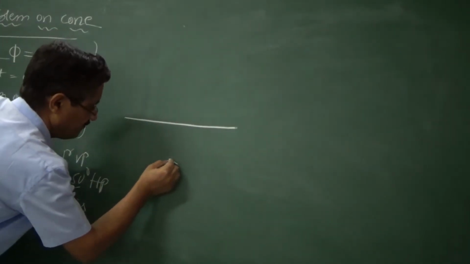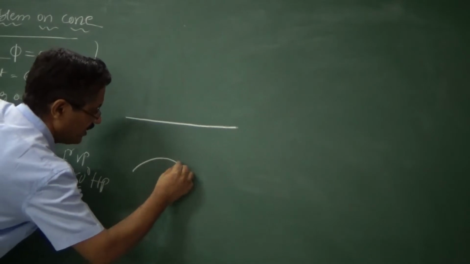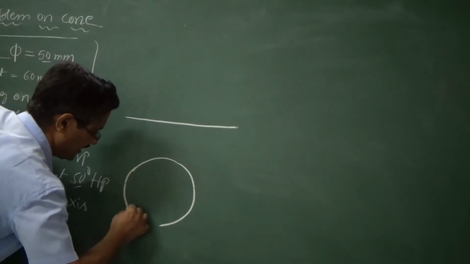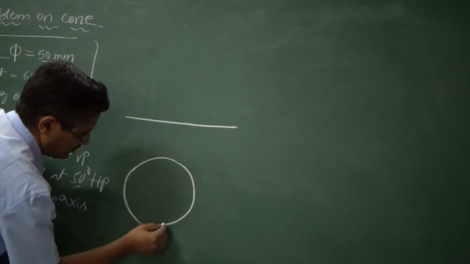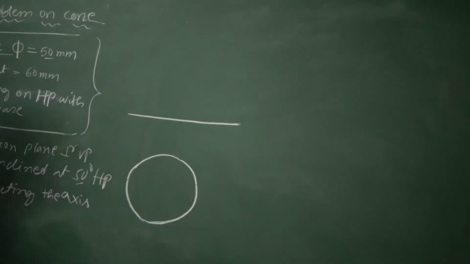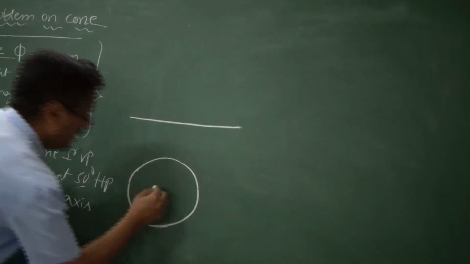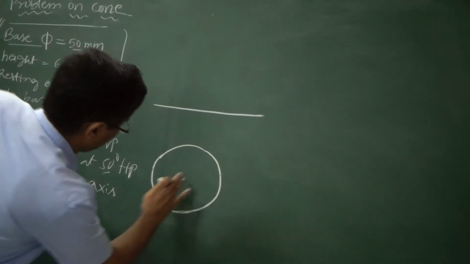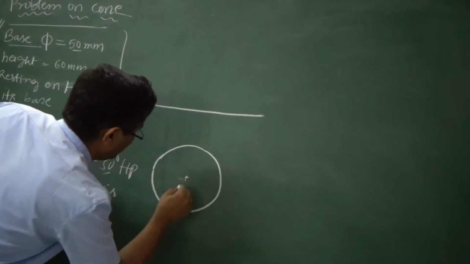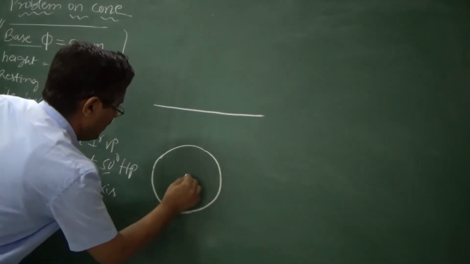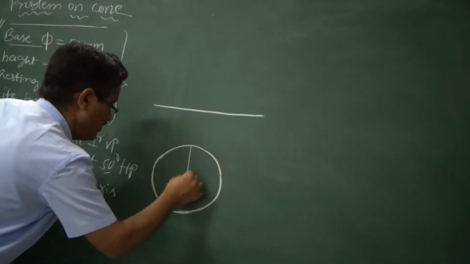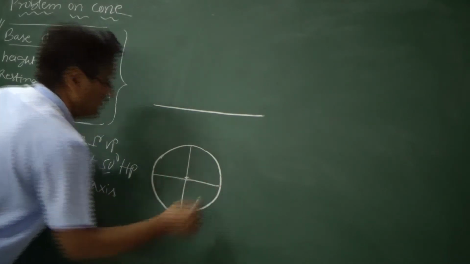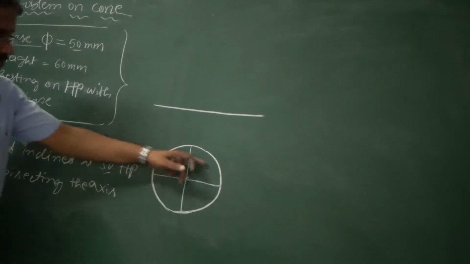So for diameter 50, you draw a circle here below the XY line, because the top view is a circle for a cone. So that is why we are drawing a circle here. So find out the center of this. Now after finding the center, draw horizontal and vertical diameters to it. If you do like this, you will get 4 compartments.